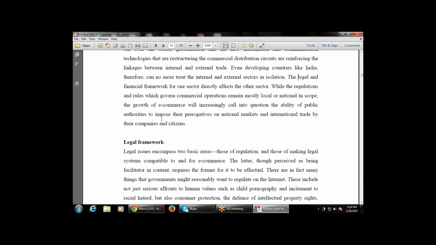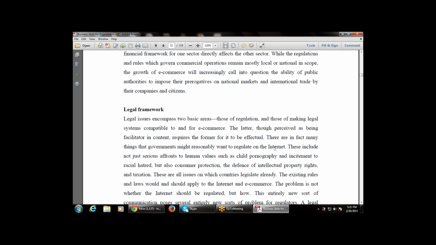There are in fact many things that government might reasonably want to regulate on the internet. There are so many provisions, factors, methods and contents. Nowadays, if I talk about government policies like LIC, LPG connection, voter ID card, voter ID form, everything is done online. So these include various rules and regulations that want to be regulated over the internet.